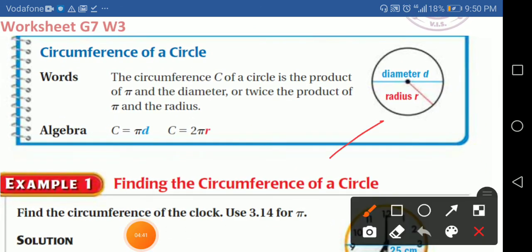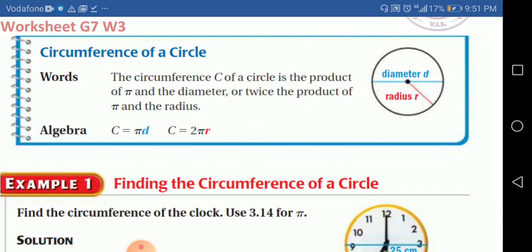The circumference. What about the circumference? The circumference of a circle is the product of 2 radius multiplied by pi. Or I can say radius times, okay, sorry, 2 again.